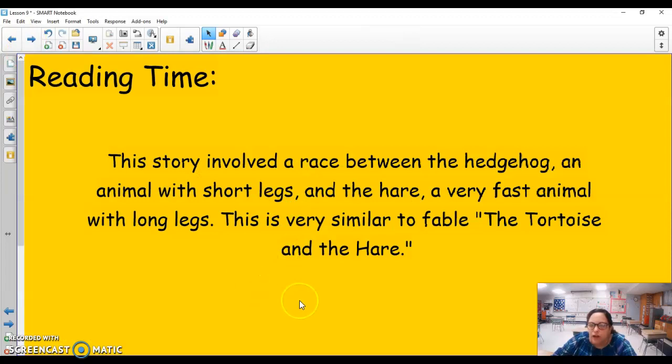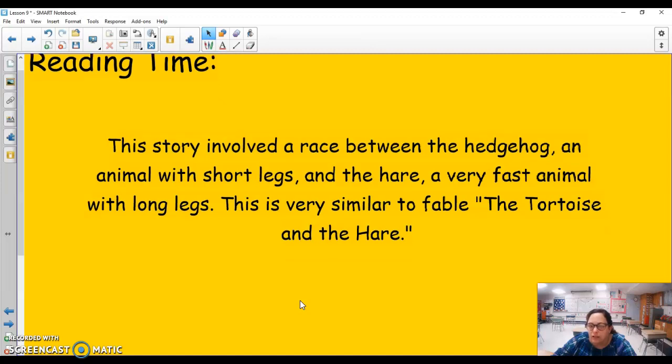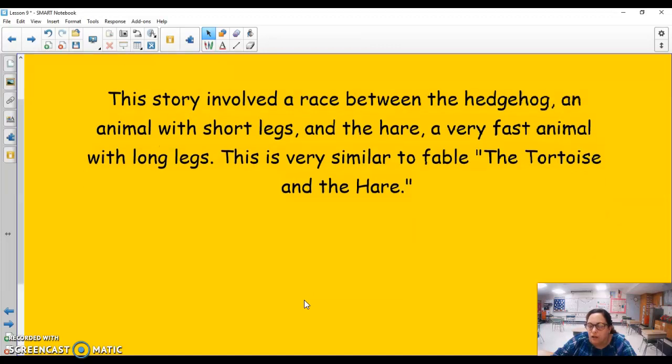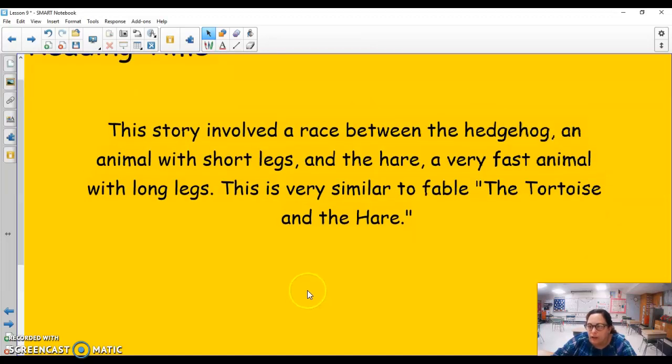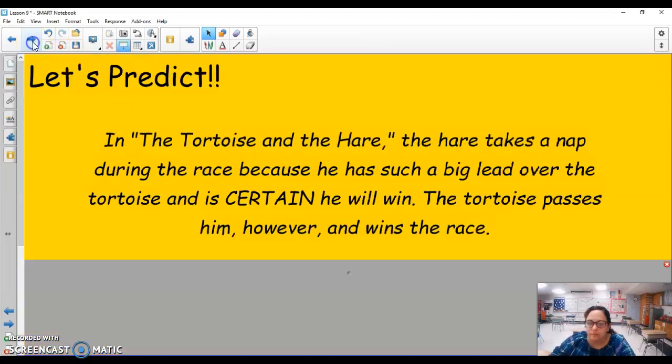So this story involves a race between the hedgehog, an animal with short legs, and the hare, a very fast animal with long legs. This is very similar to the fable, The Tortoise and the Hare. Remember the fable, The Tortoise and the Hare? The hare thinks he's going to win because he's super fast and the tortoise is super slow. But in the end, the tortoise wins because the hare decided to take a nap and the tortoise ended up beating him to the finish line.